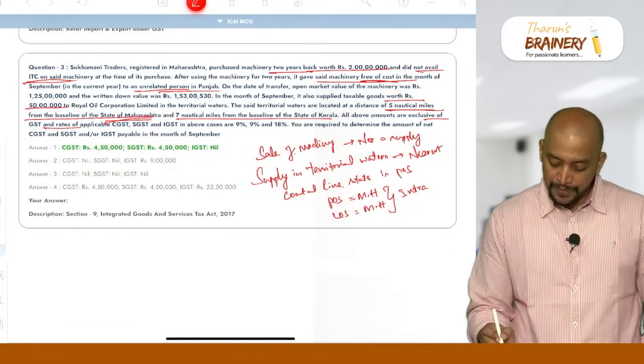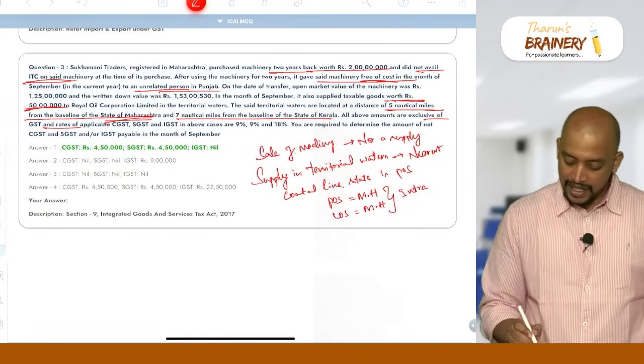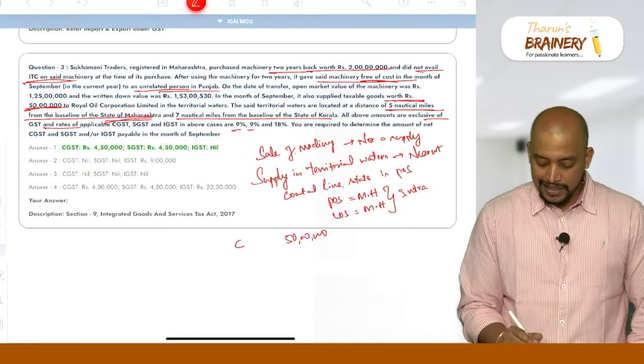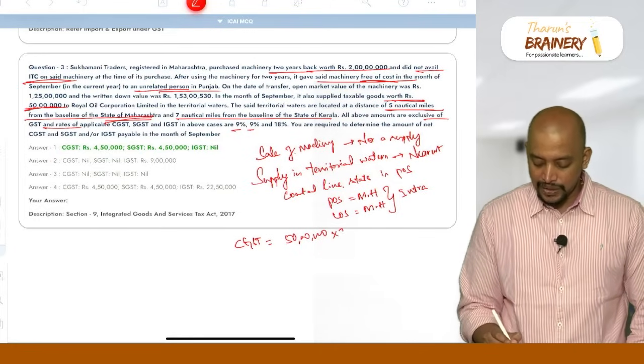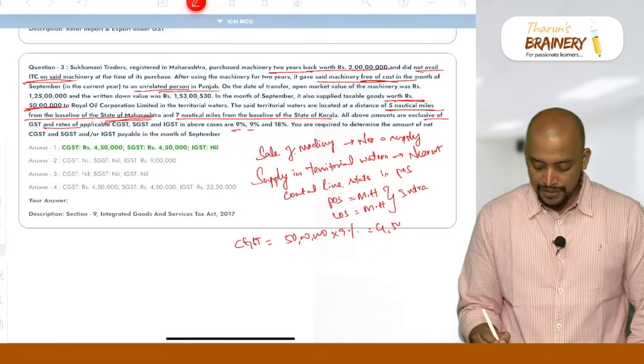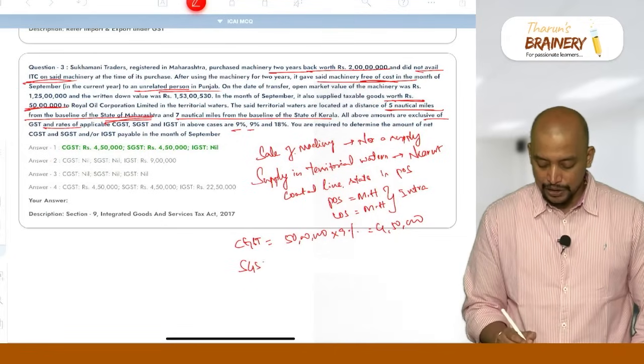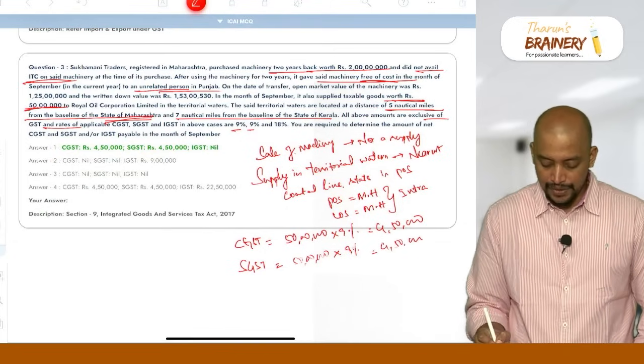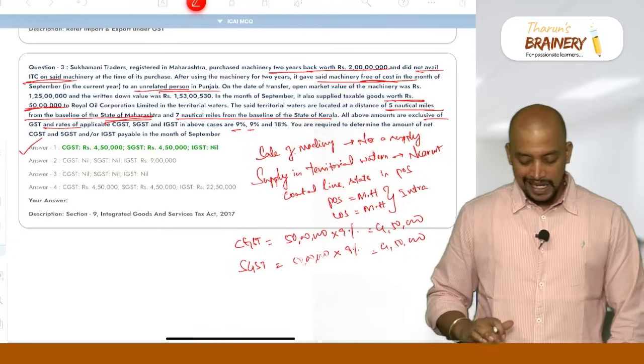So what is the value? 50 lakhs, and the rate of GST is 9%. So CGST is 50 lakhs into 9%, which is 4,50,000, and SGST is also the same, 50 lakhs into 9%, that is 4,50,000. It will be taken. So option A is the answer.